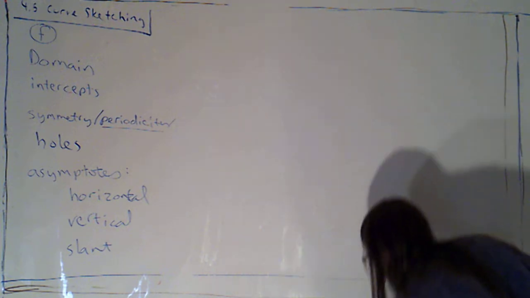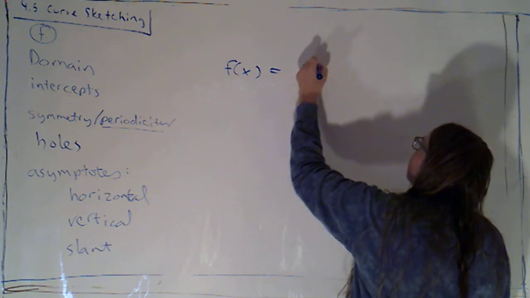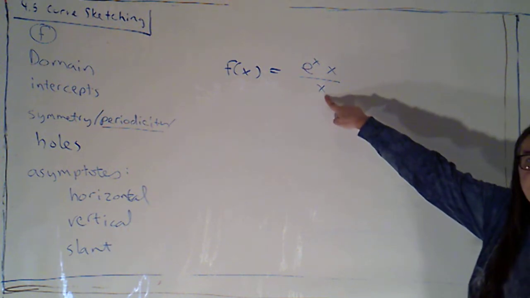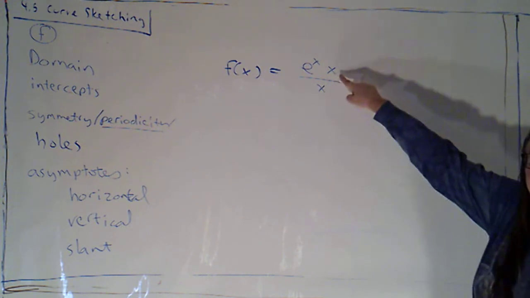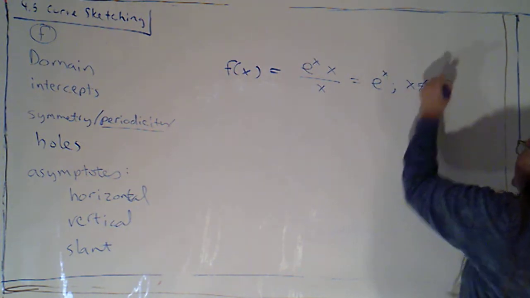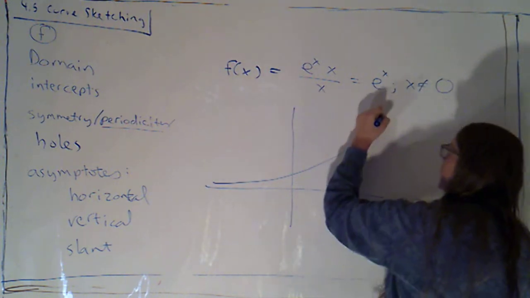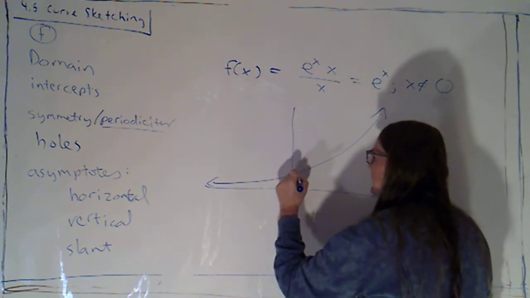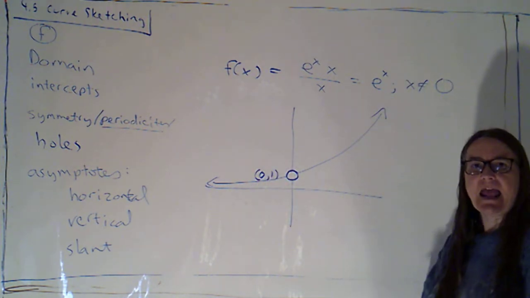Holes in the graph. That could be something like, let's suppose I have f of x equals e to the x times x over x. Okay. Well, pretty clearly, because 0 would make the denominator 0, 0 is not in the domain. But I can see I've got a factor of x on the top as well. So this function is equivalent to e to the x with the restriction that x can't be 0. So what I would do is I would simply graph e to the x. Now I know e to the x at 0 would have a point at 1. I'm going to remove that point and replace it with a hole. So there would be a hole in the graph at 0, 1.